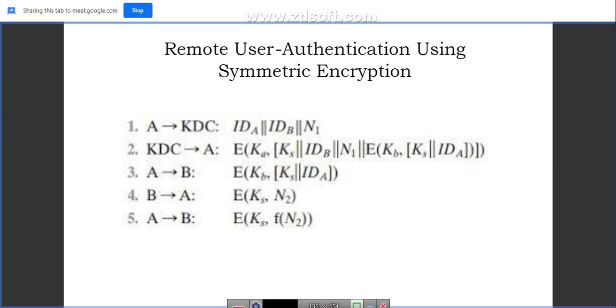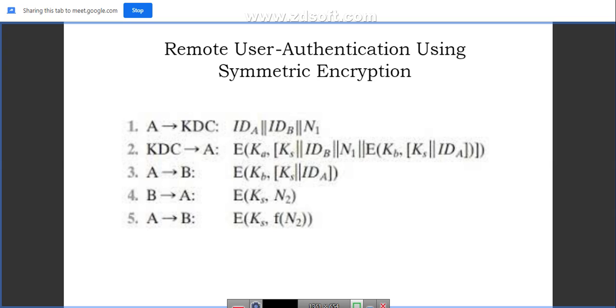using which A can see the details. The other package is for B, which A cannot decrypt. Why? Because the other package has been encrypted using B's private key, KB, and that package contains the session key and the sender's detail, like ID A. That package has been sent to A. When A gets the response from KDC, A can decrypt only the first package.